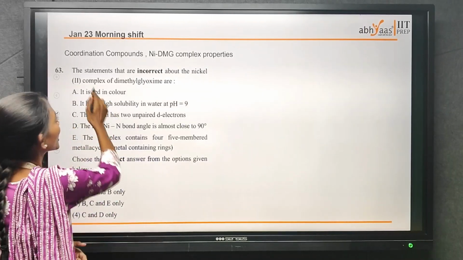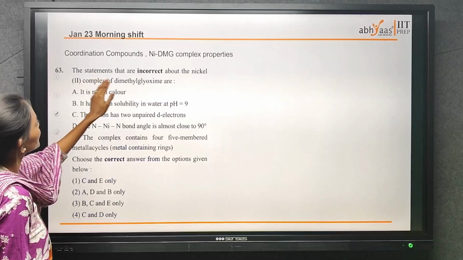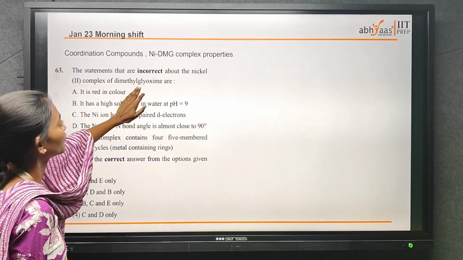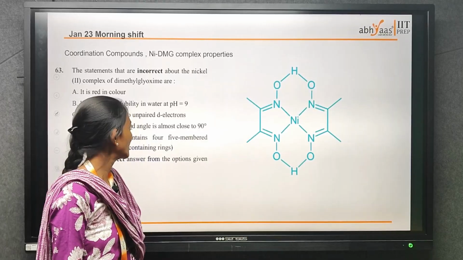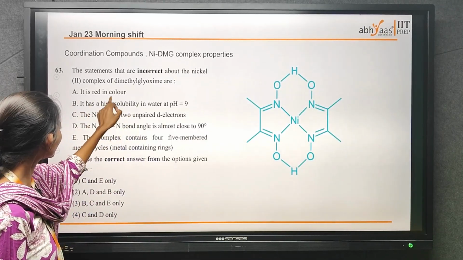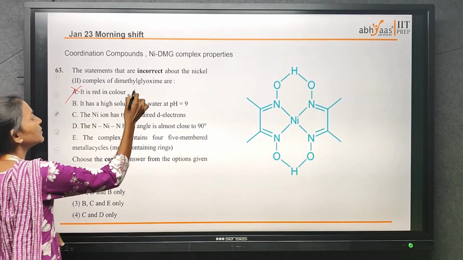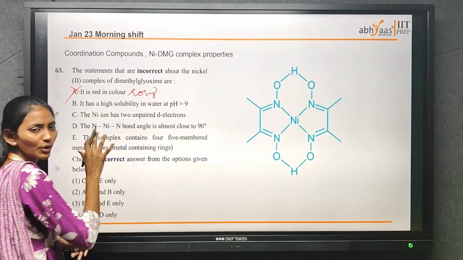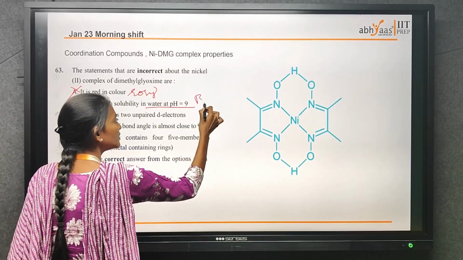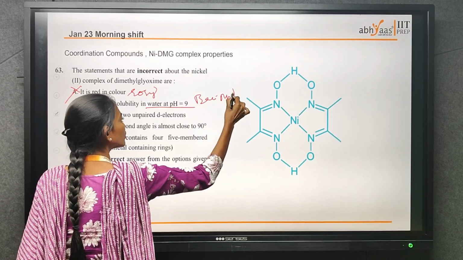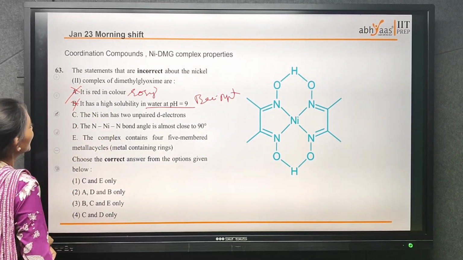Moving on to the next question, coordination compounds. See the statements that are incorrect about the nickel complex of dimethylglyoxime. This is the structure of dimethylglyoxime. So it is red in color? Not at all, it will be rosy red, Nana, not pure red. And high solubility in water at any pH? No, it will precipitate in basic medium. So hence this option is not correct.